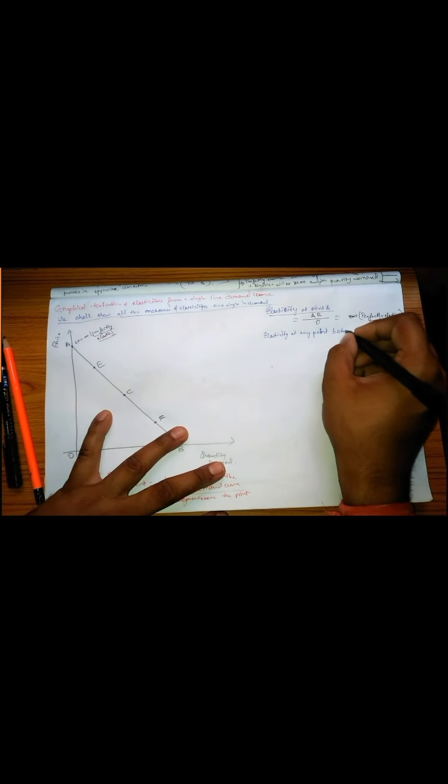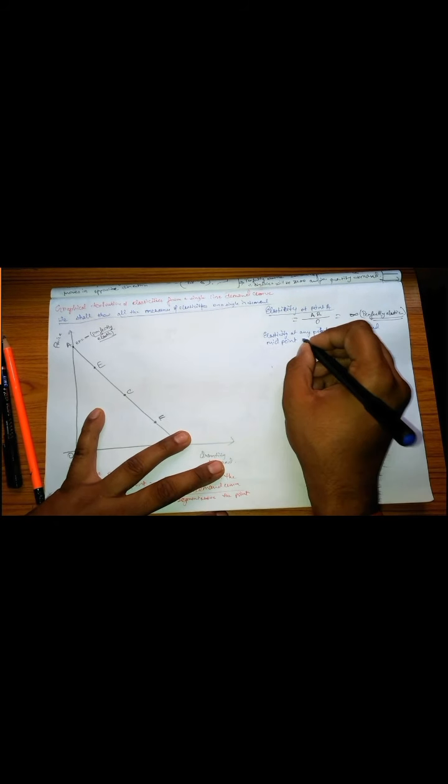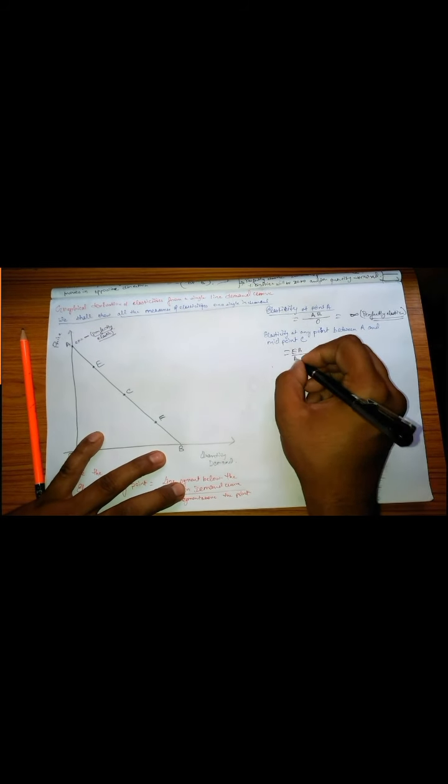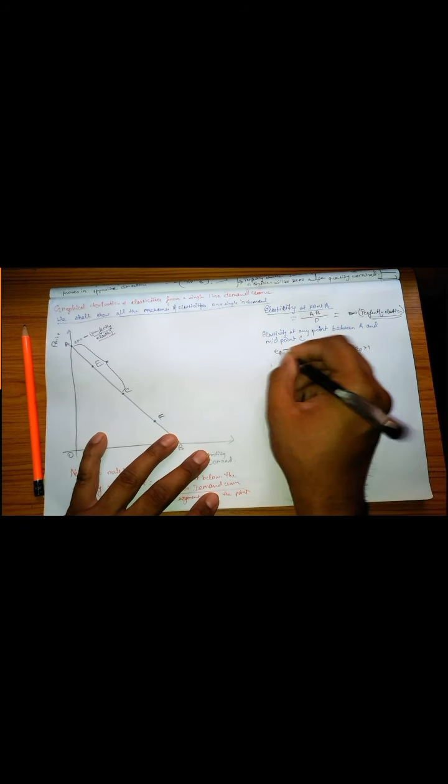Elasticity at a point between A and C, say at point E. So elasticity can be measured as EB, which is the line segment below the point, upon AE. And we all know that EB will always be greater than AE. So EB is greater than AE, thus its value is greater than 1 since the numerator is greater than the denominator. So it is elastic demand.